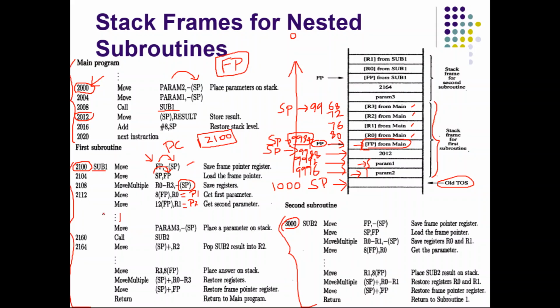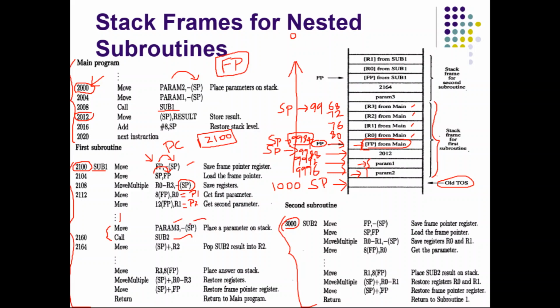then this subroutine 1 is going to call subroutine 2. Whenever you are going to call a subroutine, you have to pass the parameter, right? Here also you can see in the main program, before calling subroutine 1, it passed 2 parameters. Similarly, now this subroutine 1 wants to call subroutine 2, but before that it wants to pass some parameter to subroutine 2. In this case it wants to pass only one parameter. So what it is saying: move parameter 3 comma minus SP.